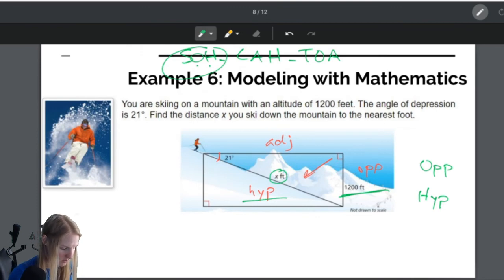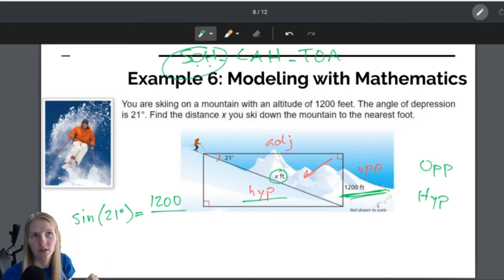Okay. So sine of 21 degrees is equal to the opposite, 1200 feet. You can leave the units in, or just remember to tack them on later. I don't mind which way you do it. It's whichever way helps you the most. 1200 feet, and the hypotenuse is x feet. Oh, but look, our units cancel out anyway.